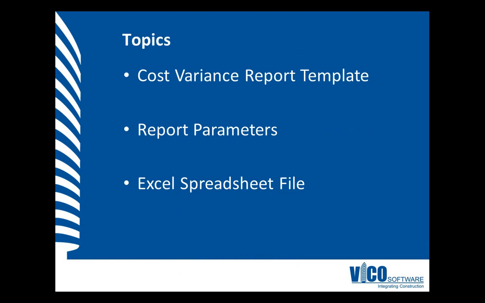In this video, we will use a cost variance report template to find differences between project cost plan versions. To select the desired two versions, we enter version numbers with parameters when generating the report. When generated, we will save the comparison as an Excel spreadsheet file.